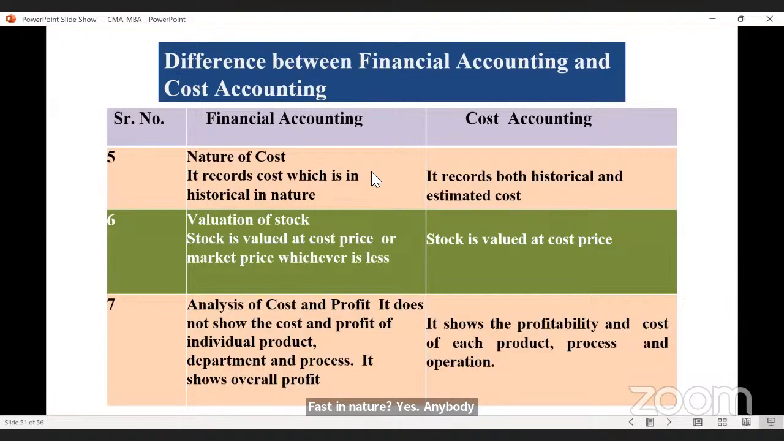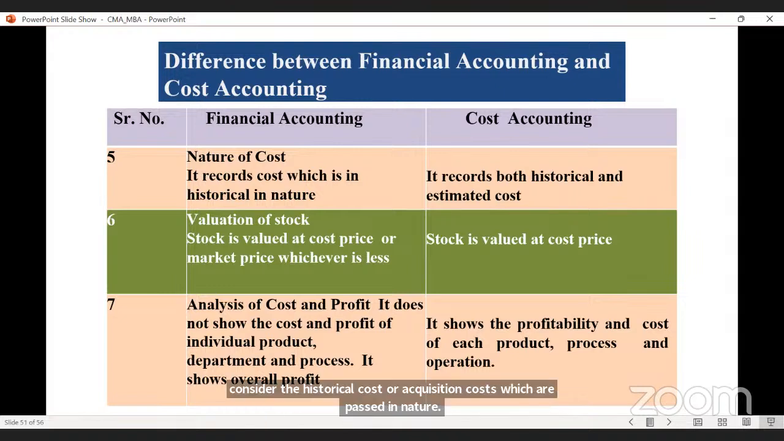No. So it records cost which is historical in nature, but cost accounting records both historical cost as well as estimated cost. Estimated cost means what the cost will be in the future. What the cost we are going to incur in the near future. Let's say we are producing any product or any particular article. So in the next quarter, what will be the cost? We are also estimating. So financial accounting only considers the historical cost or acquisition cost which are past in nature, but cost accounting records both historical as well as estimated cost.